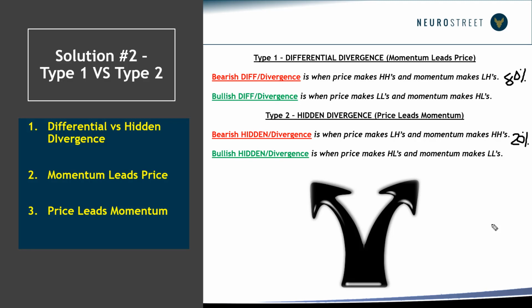And when we look at divergence, if we know that the markets are oscillating with inside day ranges 80% of the time, and differential divergence happens 70 to 80% of the time, why would we ever want to spend the majority of our efforts looking at hidden divergence? It's not that you shouldn't know it. It's that it's not something that I would focus on as a primary. Okay? So let me go in here for a second and show you some examples.